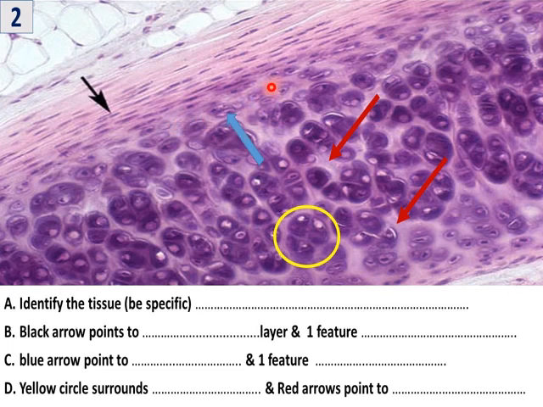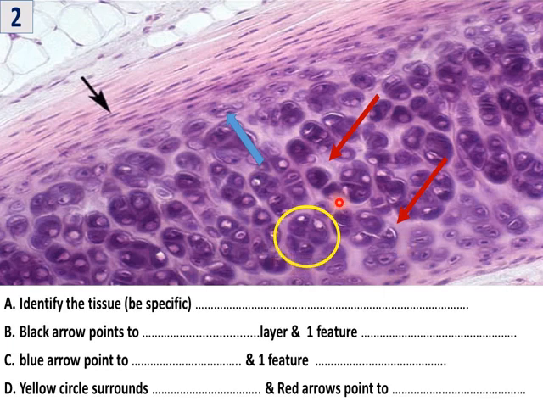The proliferation of the inner chondrogenic layer leads to appositional growth, an increase in the diameter of the cartilage. Identify the tissue and be specific. This is cartilage. What type of cartilage? Hyaline cartilage. From where do you know? Here is the matrix. I cannot see any fibers because it's formed of collagen type 2, which is very fine and has the same refractive index as the matrix.